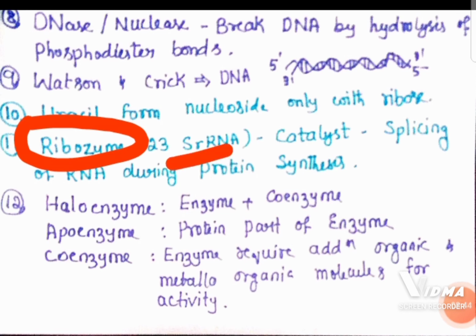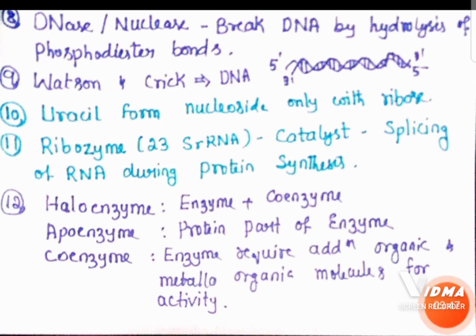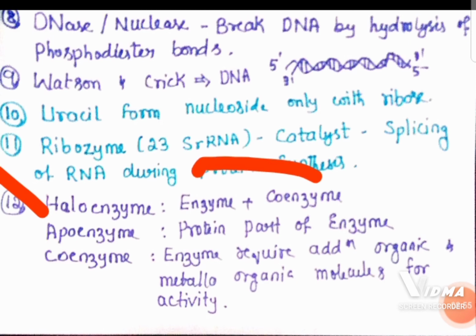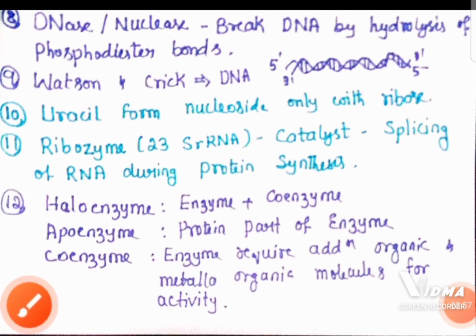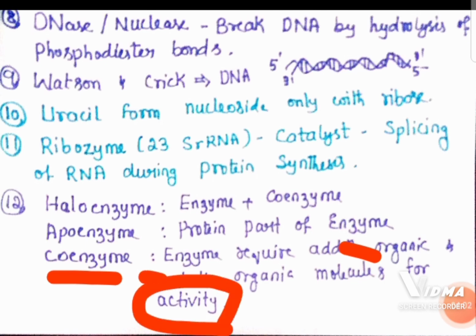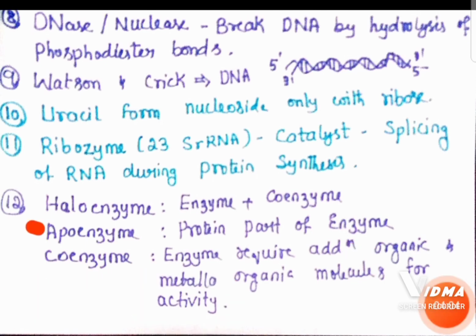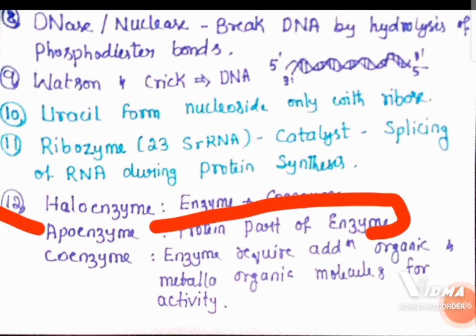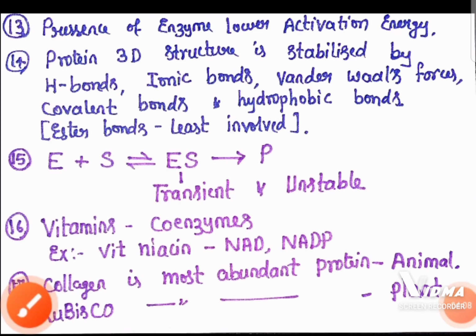It is a single stranded RNA. It acts as a catalyst by splicing RNA during protein synthesis. And remember about enzymes, a holoenzyme is a combination of coenzyme and apoenzyme. What is a coenzyme? Coenzymes are organic or metallo-organic molecules that are required for the activity of the enzyme. And apoenzyme means the protein part of the enzyme.